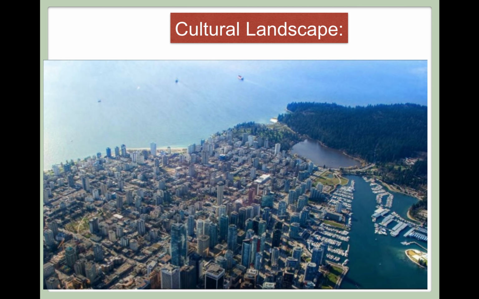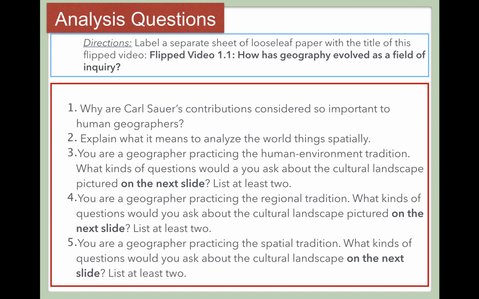So when you're doing this, since this is a video, this is a fast forward and rewind situation. I would like you to be analyzing this cultural landscape from the human environment tradition, regional tradition, and spatial tradition. You're going to be looking at what kinds of questions you would ask about the cultural landscape pictured there. I want you to come up with 2 questions if you were a human environment tradition geographer. Same thing for regional tradition and same thing for spatial tradition.